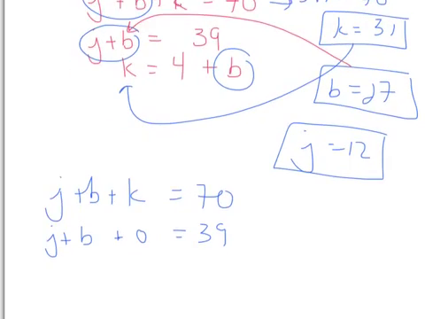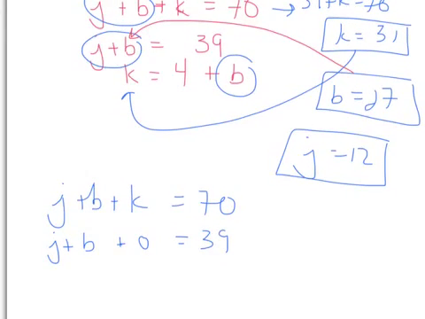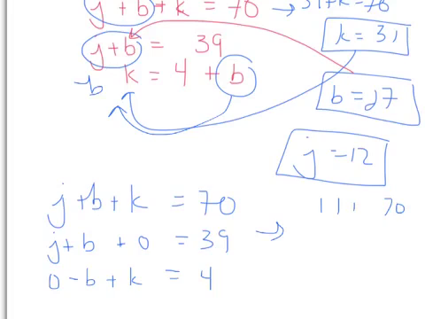And for the third equation, we'd have to move the B over. We'd have 0 for J, because it's not mentioned in the third equation. Moving this B over makes it a negative B in the front. So minus B plus K equals 4. If you want to use a matrix, your matrix would be 1, 1, 1, 70, 1, 1, 0, 39, 0, negative 1, 1, 4.